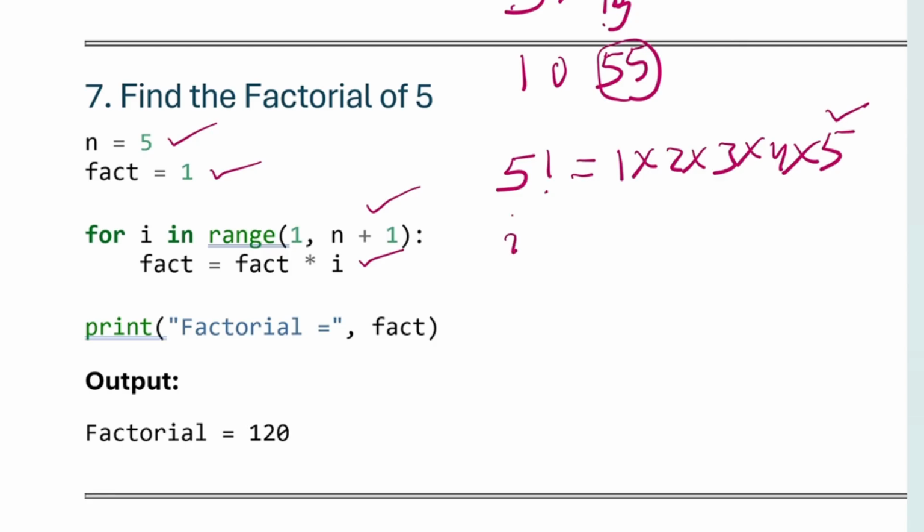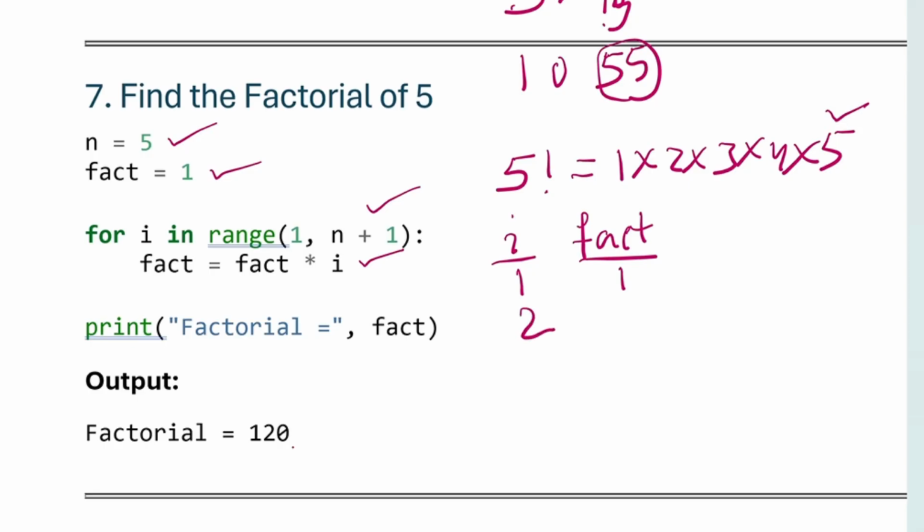That means here when I equal to 1, fact is the variable, you can take f instead of fact. Fact equal to fact into I. So the initial value of fact is 1, 1 into 1 is 1.